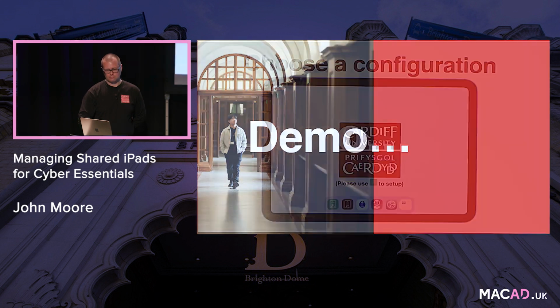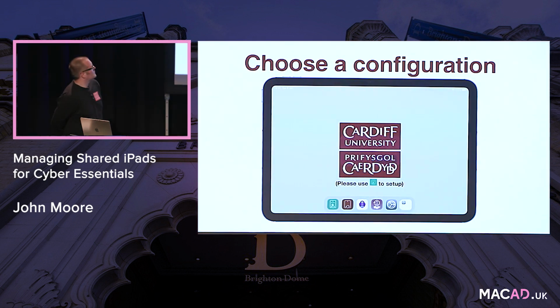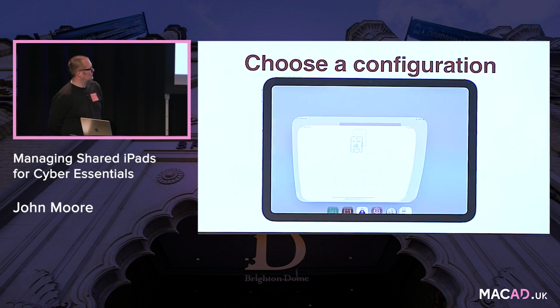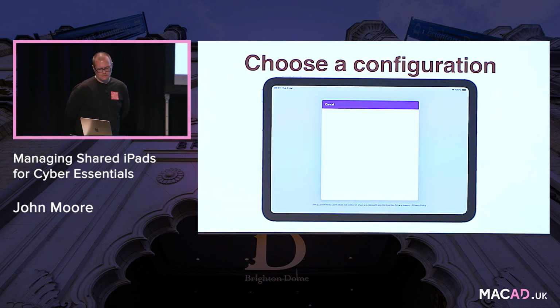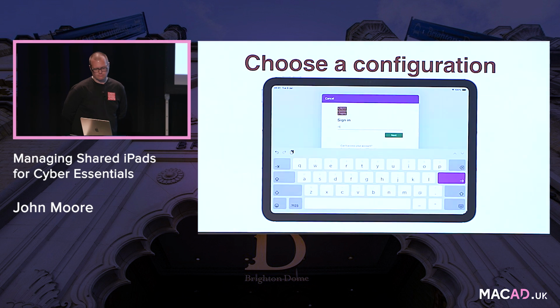So a demo, how does it all look? This is choosing a configuration, the onboarding, if you like. A passcode is required out of the gate. That's not part of the apps or anything, that's just for the system. Then they go into Jamf setup, and they are prompted to authenticate. So this is a user access control. So we're using Entra here.